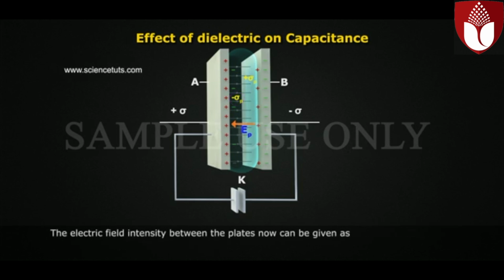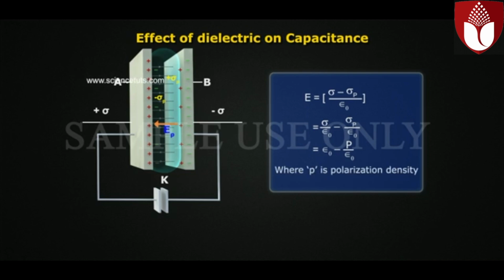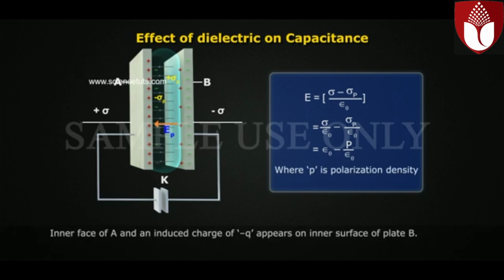The electric field intensity between the plates can now be given as E equals sigma minus sigma p by epsilon naught, equals sigma by epsilon naught minus sigma p by epsilon naught, equals sigma minus P by epsilon naught, where P is the polarization density. In the face of A and an induced charge of negative q appears on the inner surface of plate B.